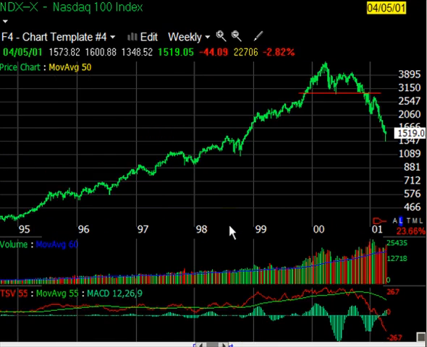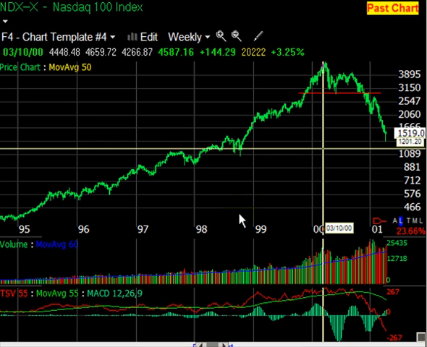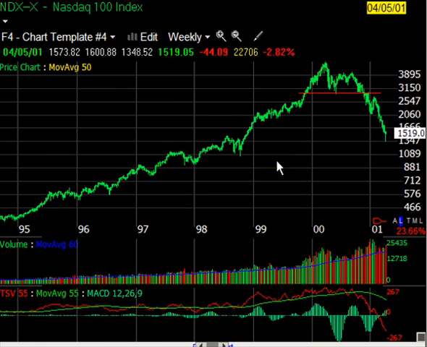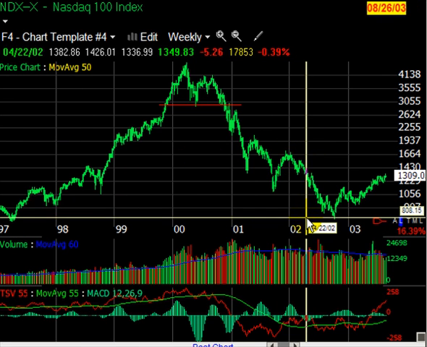Again, we're going to look at a 5-day chart. That's a big fall, isn't it? 1016. Well, where did the Nasdaq end up? It ended up down here around 800, from 4800 down to about 800.